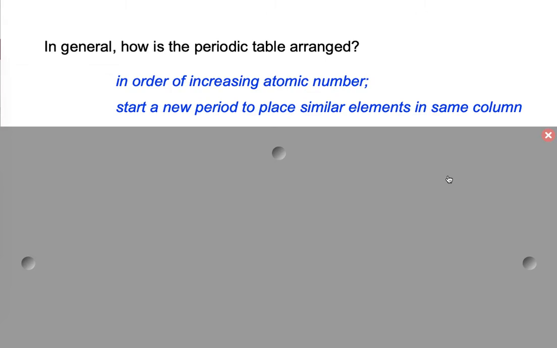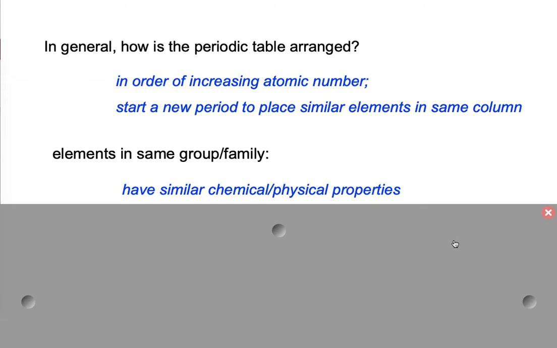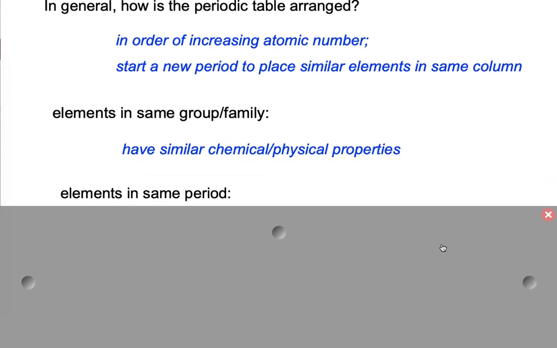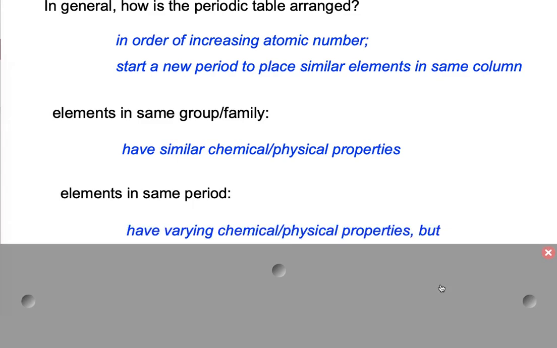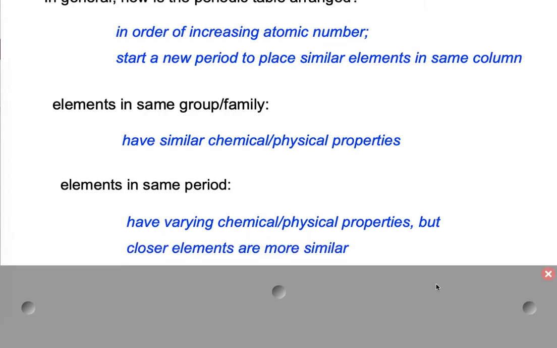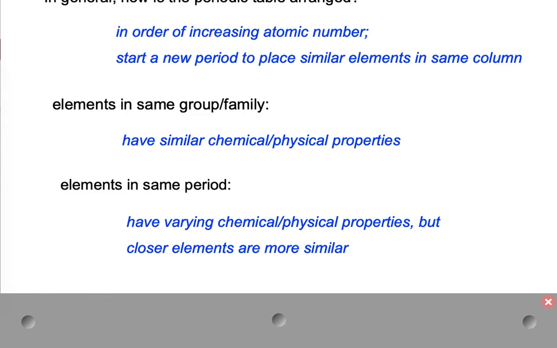We will learn in the next unit about why the periodic table looks the way that it does, but in general, elements in the same group or family have similar chemical or physical properties. Not identical, but similar. Whereas elements in the same period, that is, the same horizontal row, have varying chemical and physical properties, but one can generally say that the closer the elements are in the period, the more similar their properties, and likewise, the farther apart they are, the more different their properties.